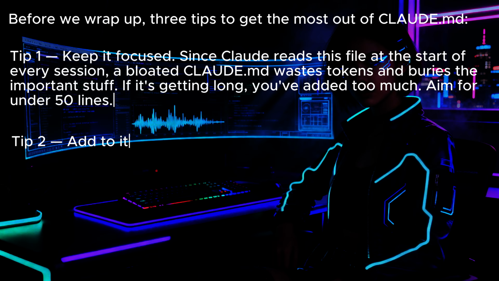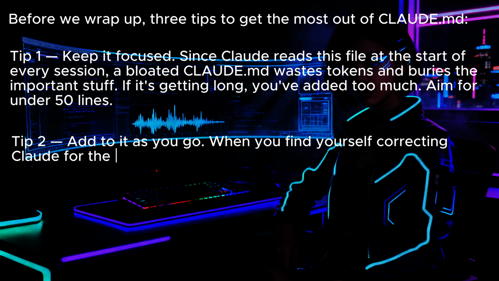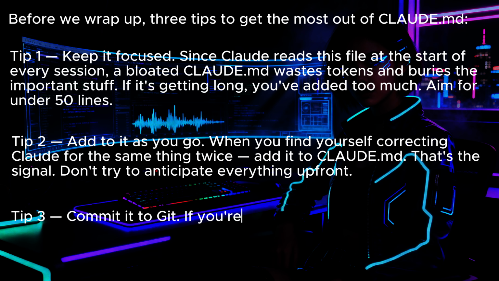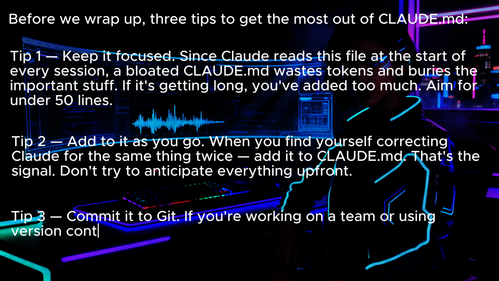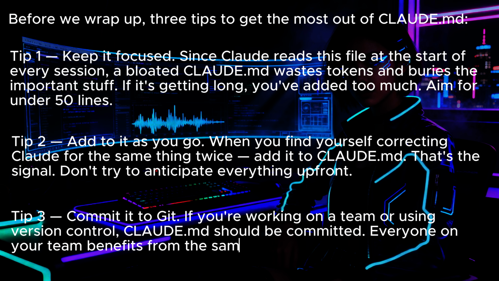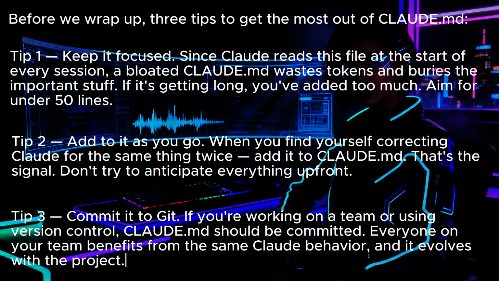Tip 2. Add to it as you go. When you find yourself correcting Claude for the same thing twice, add it to Claude.md. That's the signal. Don't try to anticipate everything up front. Tip 3. Commit it to Git. If you're working on a team or using version control, Claude.md should be committed. Everyone on your team benefits from the same Claude behavior, and it evolves with the project.